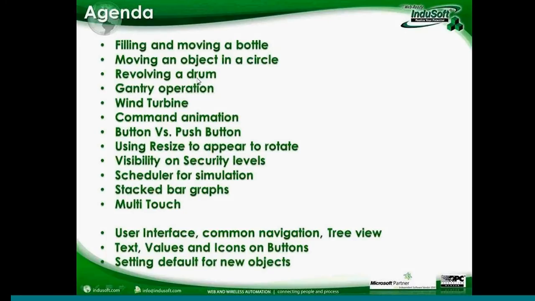We'll revolve a drum, something similar to what you might find in a washing machine or a cement mixer, polishing parts, or a candy coating line. Gantry operation: a pick and place, pick up, move over, and lower. How to rotate a wind turbine or propeller, or something where you can choose the center point of the rotation. Then we're going to go to the command animation and talk a bit about that. What's the difference between button and push button? We'll use resize to make something appear to rotate, similar to how we do that in the PC demo.